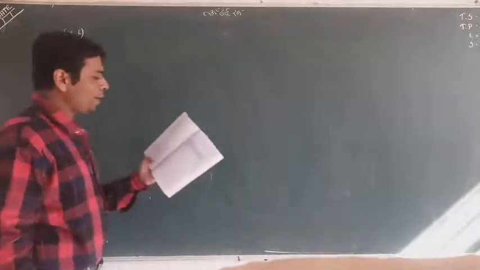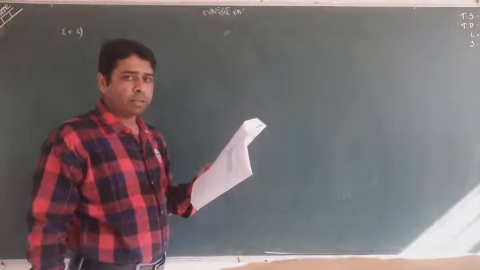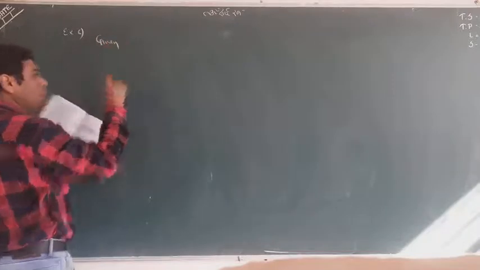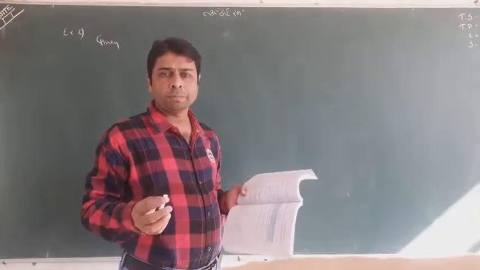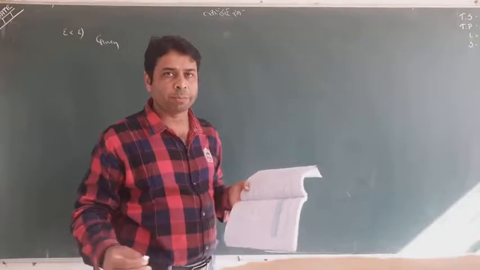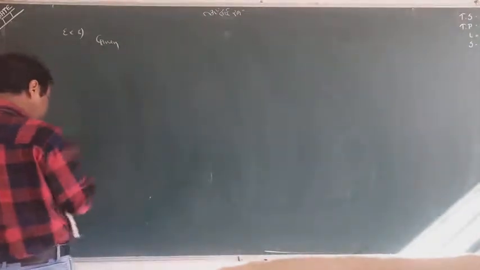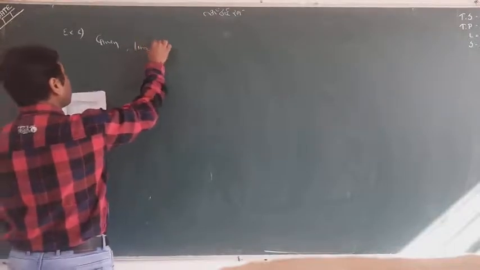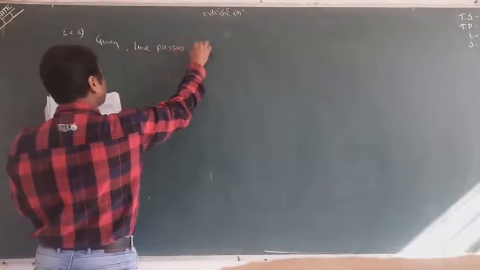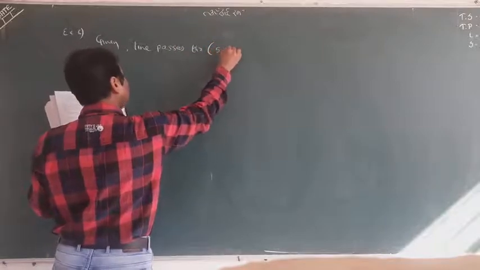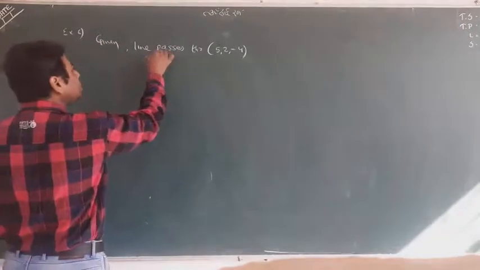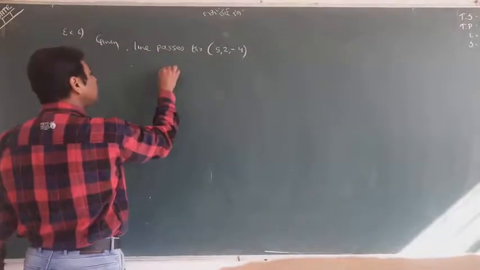Question says, find the vector and Cartesian equation of line passing from (5, 2, -4) and parallel to 3i plus 2j minus 8k. So given that, first of all I will find the vector form, then I will find the Cartesian form. So first, given that line passes through the point (5, 2, -4). So one can understand when line passes through the point, we can say it is A.